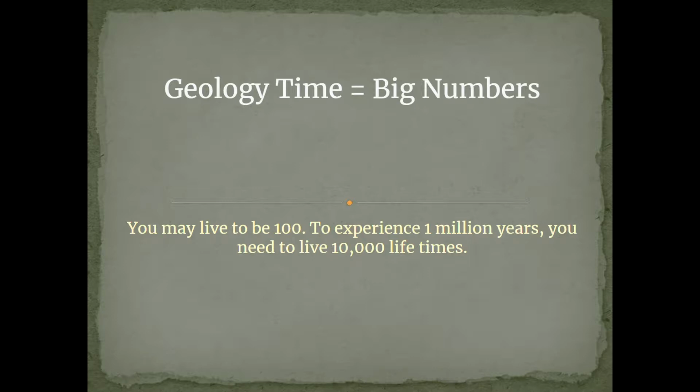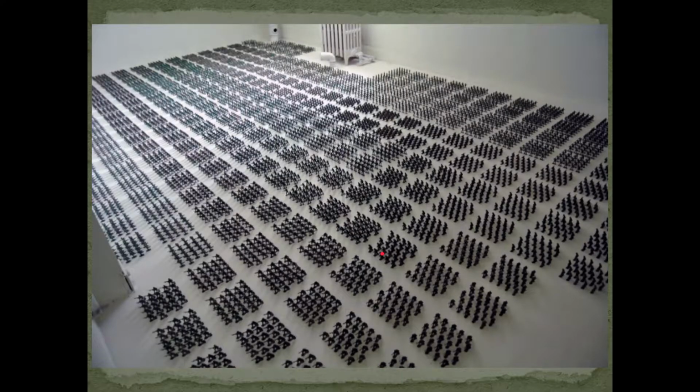So let's try and work with this. Let's assume you live to be 100 years old, right? Maybe some of us will get to be 100 years old in this class, maybe not everybody. But to experience 1 million years, you need to live 10,000 lifetimes. You need to live to be 100, 10,000 times. Well, I can show you what 10,000 looks like. There are 10,000 little army soldiers. Every little block is about 25. So imagine each one of these little guys as you living to 100. If you lived to be 100 this many times, then you'd live for 1 million years.